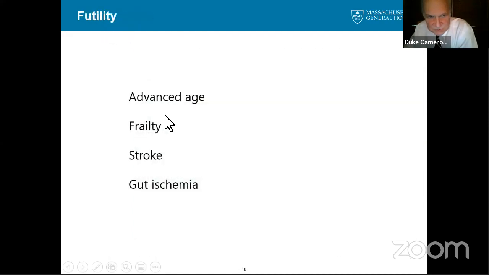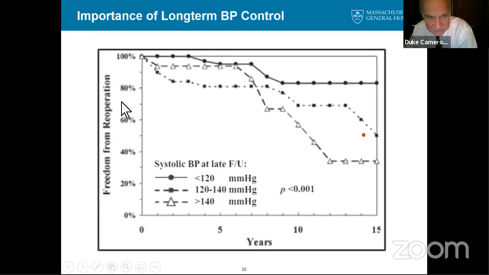There are situations where the effort is futile. Patients in their 90s, patients who are extremely frail, patients who either have a stroke at presentation or may have had a severe one before. And frankly, anybody with severe gut ischemia and marked acidosis, these are nearly futile efforts. And whether the futility is being addressed before the decision to go to the operating room or afterwards, just recognize these are really important considerations.